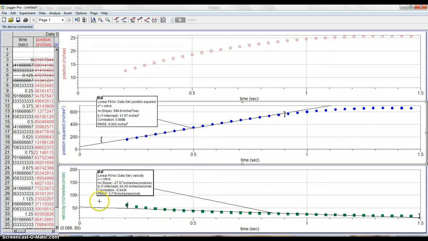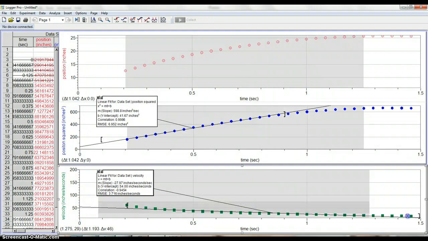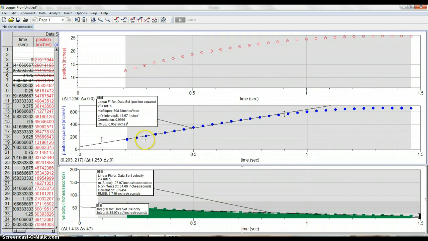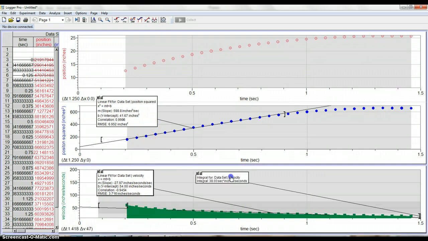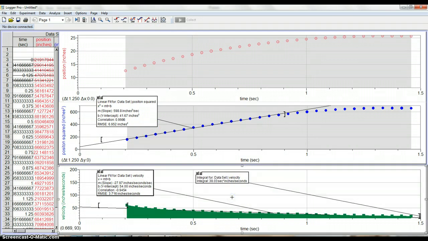Okay, so now to find displacement, we're going to highlight the velocity graph and take the integral, or the area under the curve, and we get about 38 inches, because the seconds times inches over seconds, the seconds cancel out and you just get inches. So the displacement of the position time graph, or the change in position for the object, is about 38 inches.